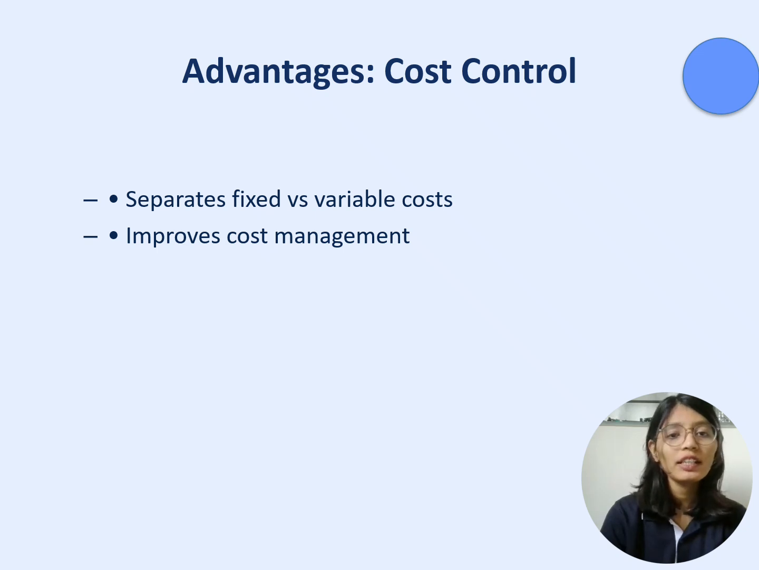Marginal costing clearly separates fixed cost and variable cost. Because of this, management can control cost more effectively. It helps in identifying areas where variable cost can be reduced.